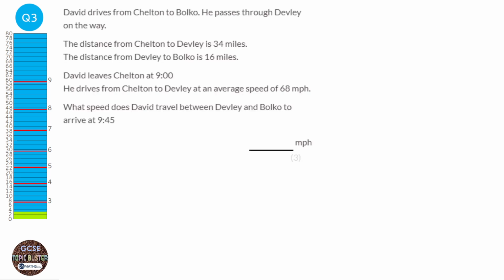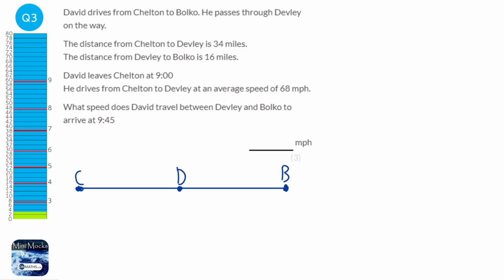There's an awful lot going on in this question. Whenever there's an awful lot going on, it's always best to draw a diagram. So we're going to start off at Chelton, which is a C. Then we go to Bolko, that's where we're going. And we go through Devley on the way. So we'll do D there. Distance from Chelton to Devley is 34 miles. Distance from Devley to Bolko is 16 miles. So I'm just reading through the question, adding it to my diagram.